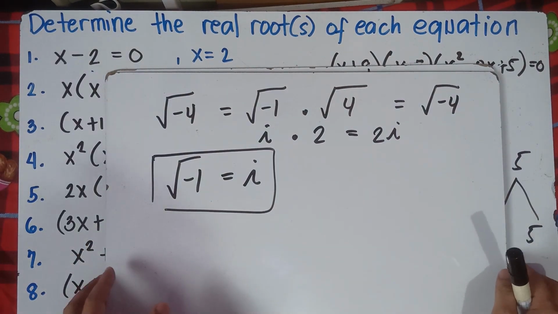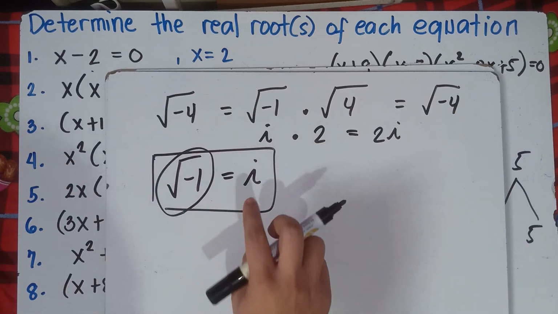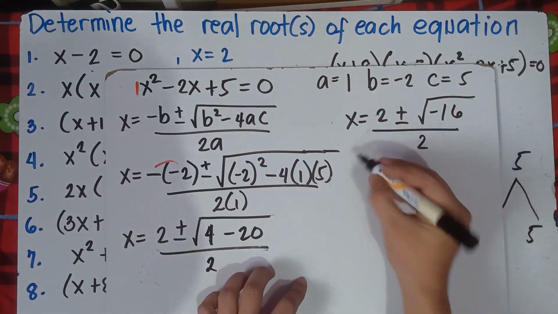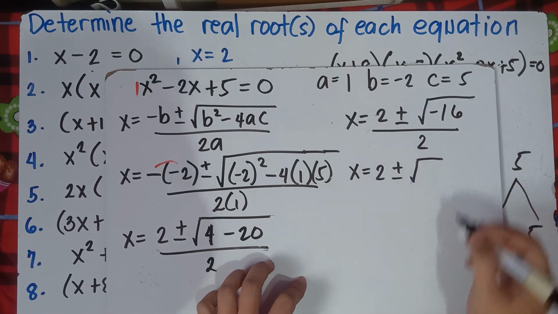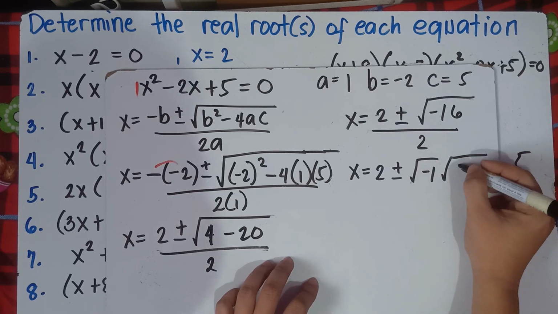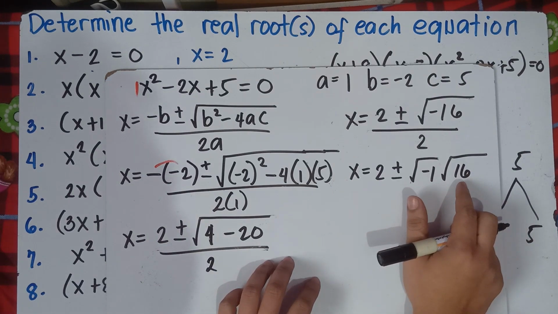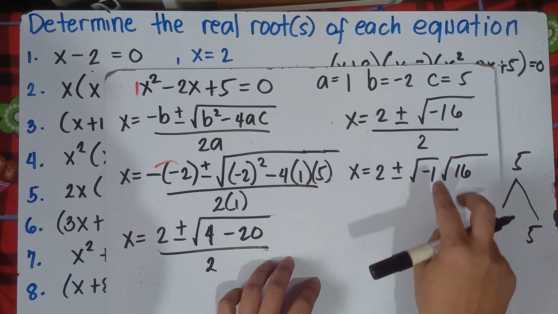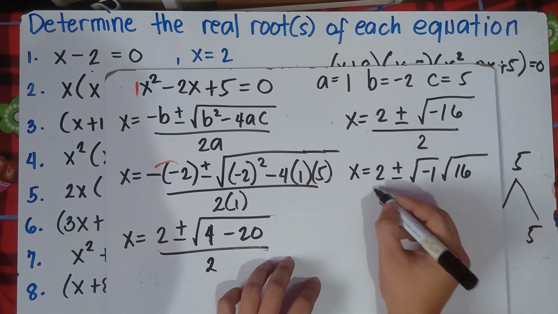So for this one, class, always remember that the square root of negative 1 is equivalent to i. We're not allowed to have a negative square root, so we can simplify this one as x equals positive negative square root of negative 1 times the square root of 16. The square root of negative 1 times the square root of 16 is just the square root of negative 16.